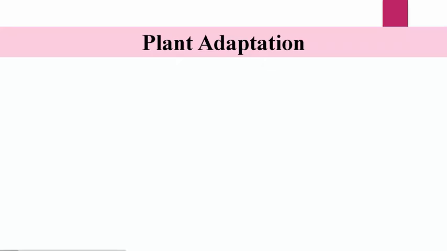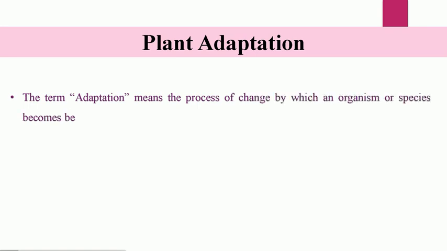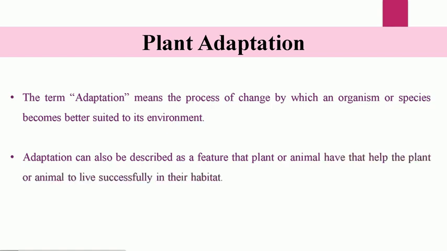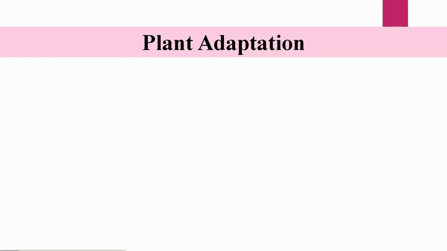Hello friends, in this video I will talk about plant adaptations. The term adaptation means the process of change by which an organism or species becomes better suited to its environment. Adaptation can also be described as a feature that the plant or animal has that helps it to live successfully in its habitat.